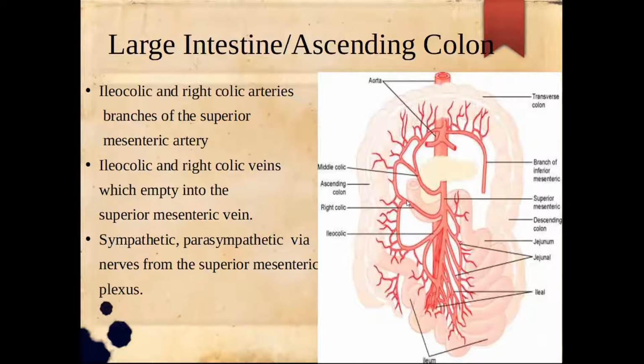And the veins are usually the ileocolic and right colic veins. Usually the veins accompany the arteries, and the venous drainage from the ascending colon goes to the superior mesenteric vein through the ileocolic and right colic veins. It is also supplied by sympathetic and parasympathetic fibers through the ileocolic branch of the superior mesenteric plexus. The lymph nodes are the ileocolic nodes and the nodes around the ileocolic artery and also the right colic arteries.